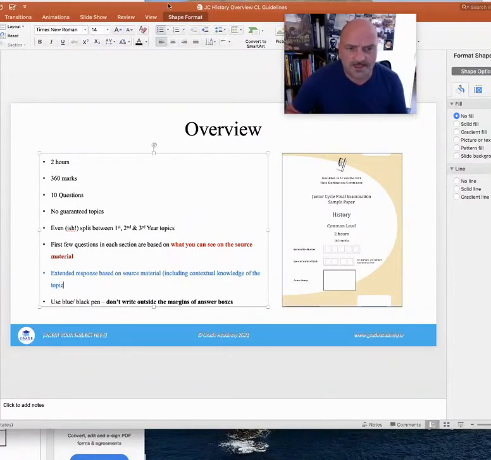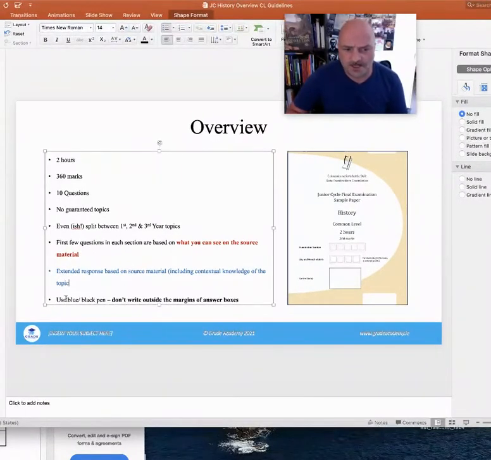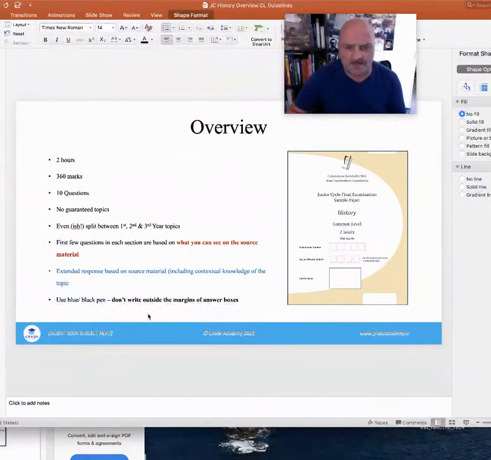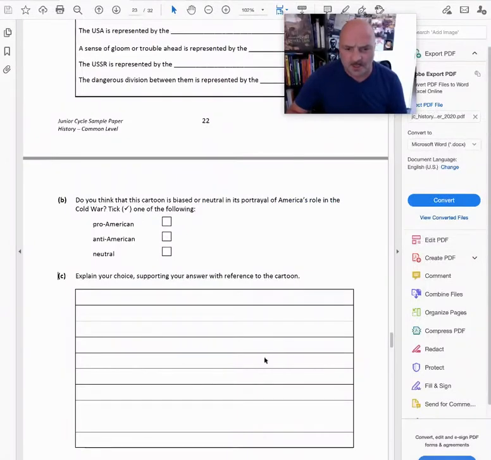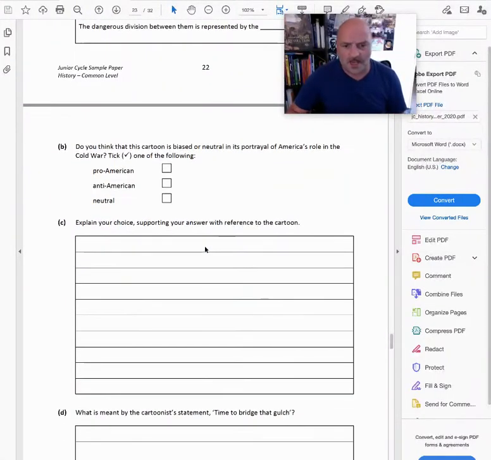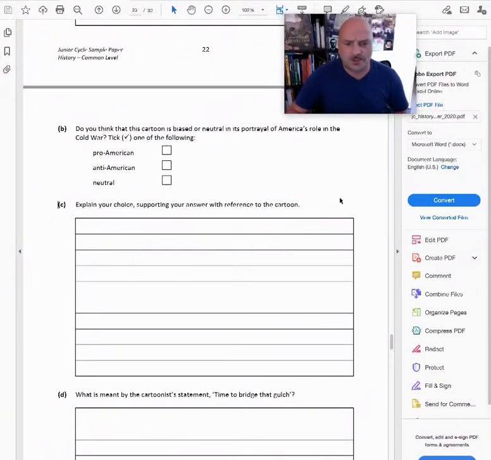Now, one last thing to mention: make sure you use a blue or a black pen in the exam, and don't write outside the margins of these answer boxes. Keep all your writing within this margin. Don't write out here, because most of these are now corrected online, and in order to correct them, they screenshot the page. As a standard, what they're screenshotting is the questions and the answer boxes. So try not to go outside the margins at all.